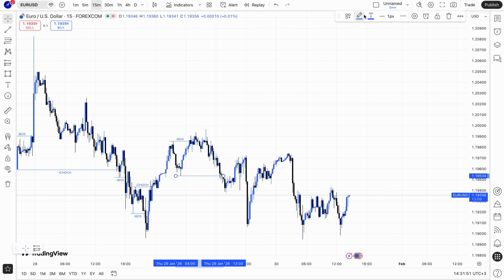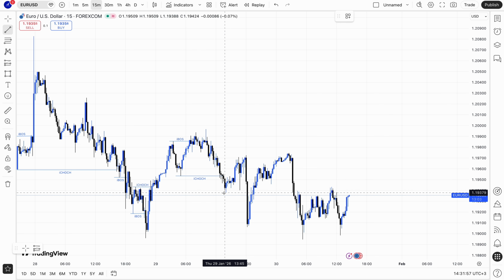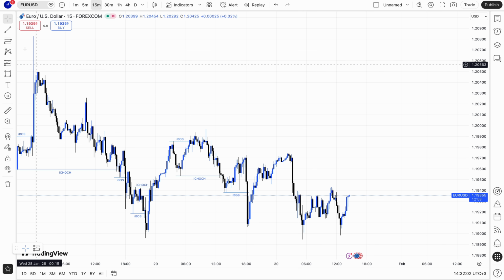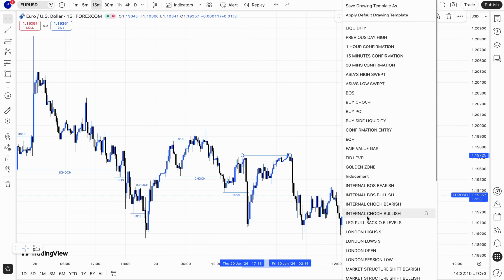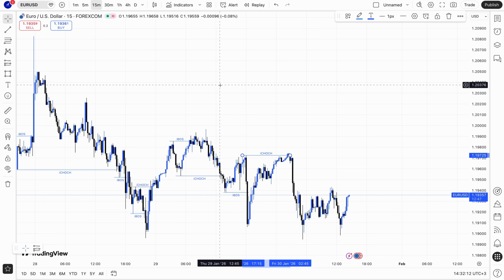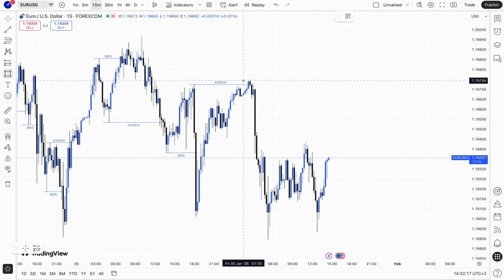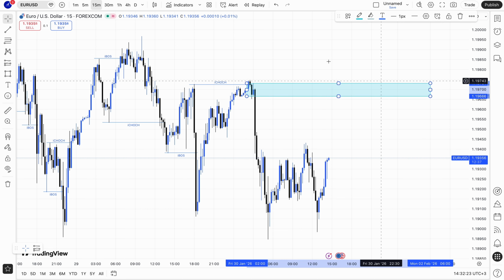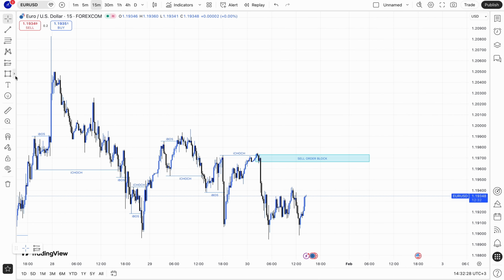Then change of character to the downside. Then break of structure to the downside. Then change of character to the upside. This is internal market structure, and it's very, very important. Then you have our sell order block. Then what's my plan?